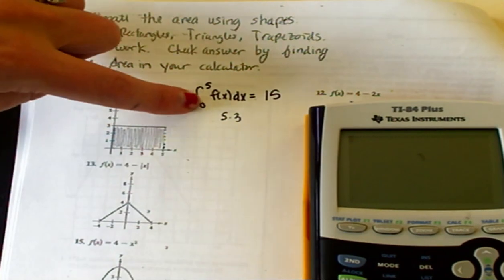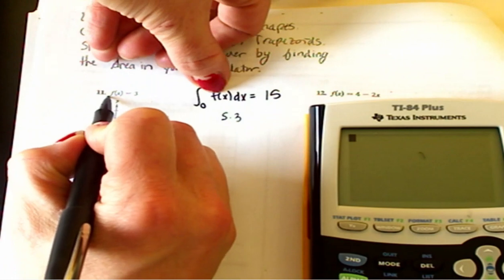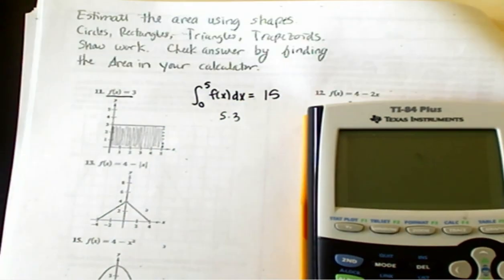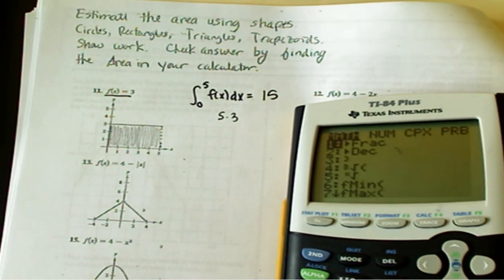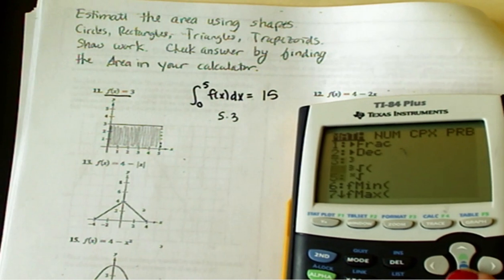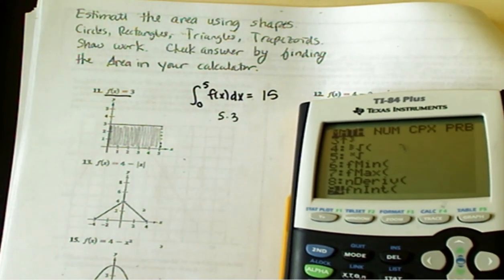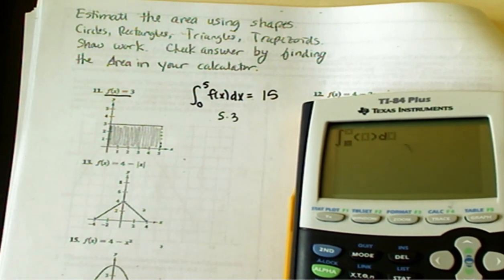Okay, so I can start at 0, stop at 5. The name of the function is f of x dx, and the area was 5 times 3. Okay, you're going to press math. Scroll down. You see this fnInt. Press enter. Wow. Fancy. Okay, 0.